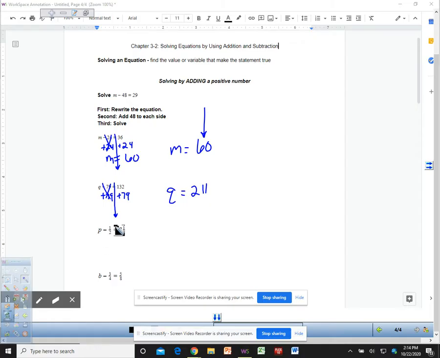Okay. Same thing here. Drop the anchor. And you got to get rid of this minus 1/2. So you're going to add 1/2 to both sides. This is going to cancel over here, meaning we're left with p on that side equaling 8.